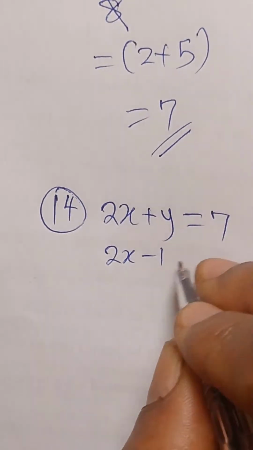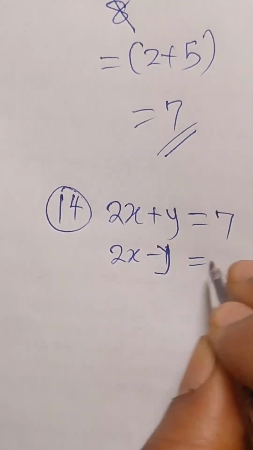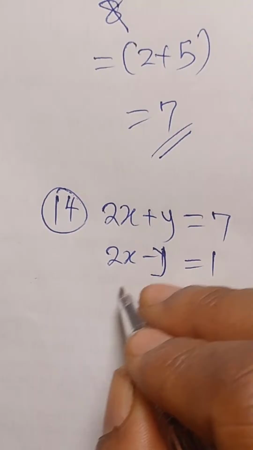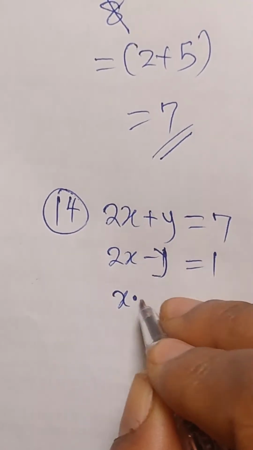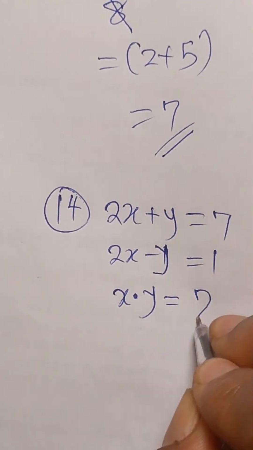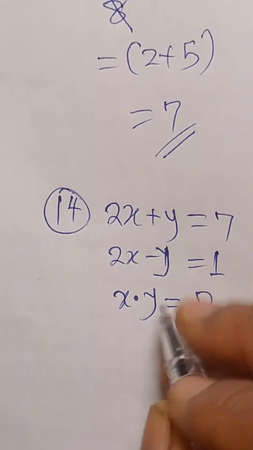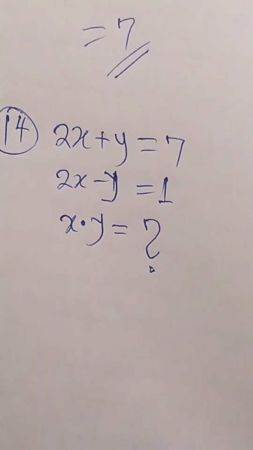2x minus y is equal to 1. Then x multiplied by y is equal to what? So this is 1 and this is y here. So solve it. Let's see your answer.